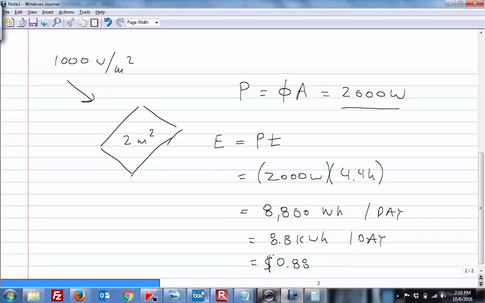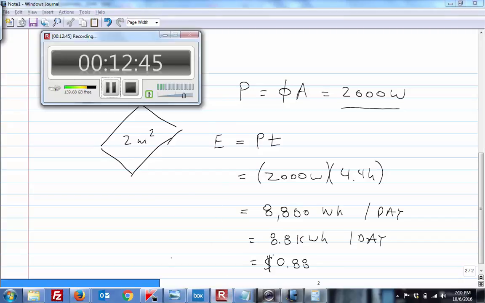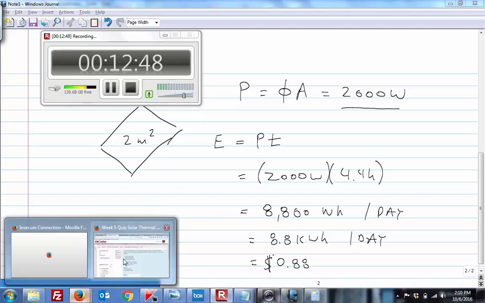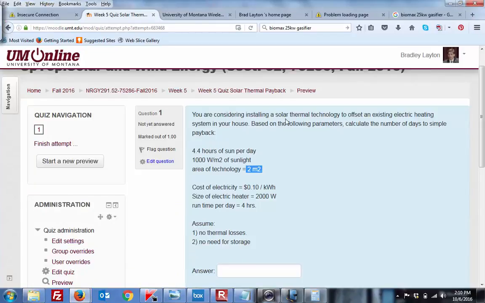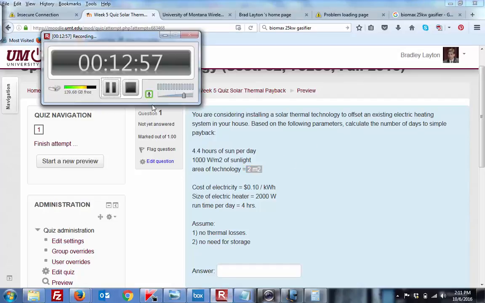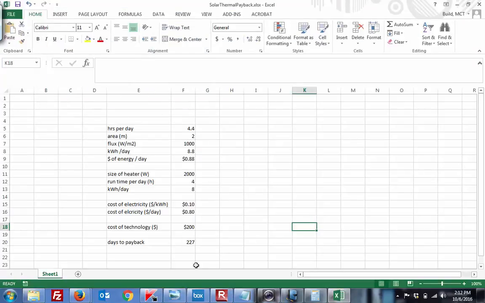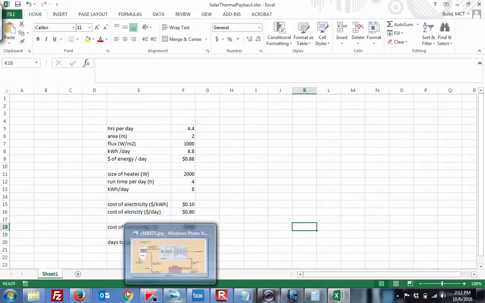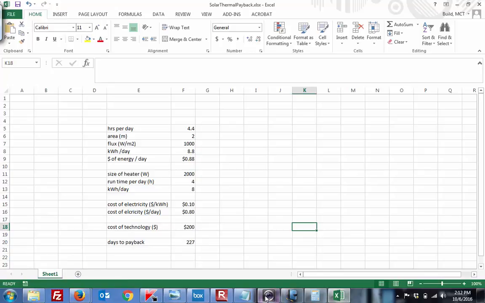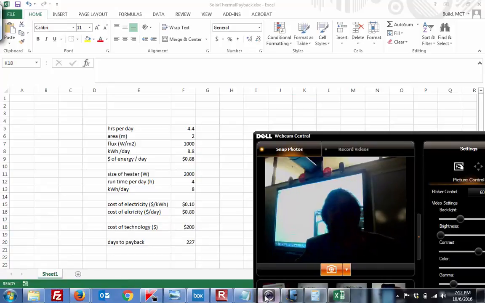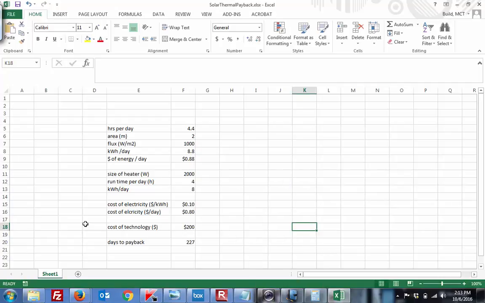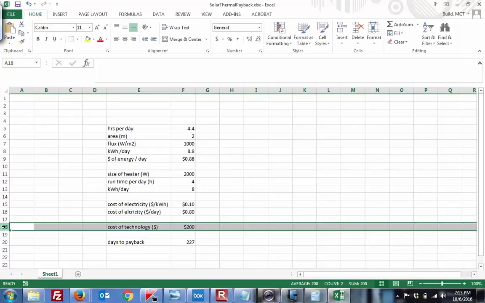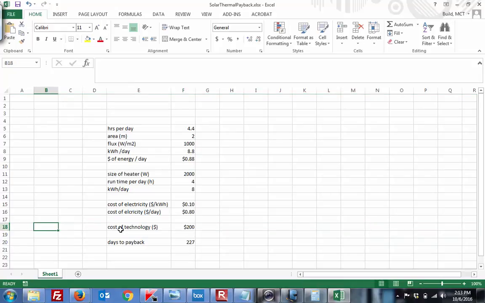So what's missing from the problem, I just realized, is the upfront cost of this technology. So let's put that in, and then that'll allow us to do the simple payback. Okay, so what I just did, and I'll go ahead and repost this question, but let's look at it in Excel now, because what I now have is the cost of the technology. You need that upfront capital cost in order to calculate it.